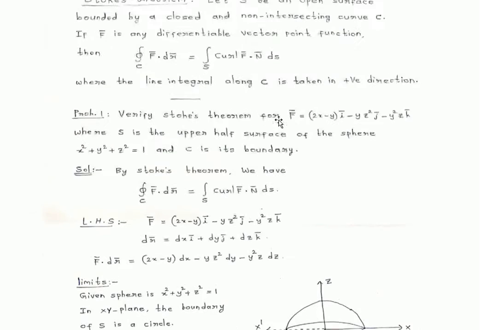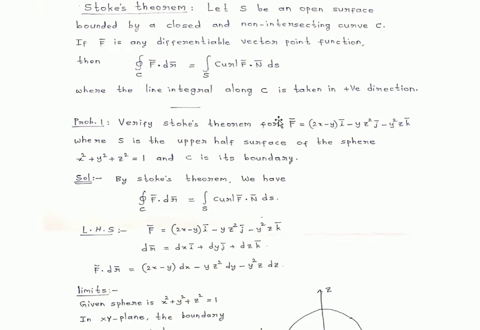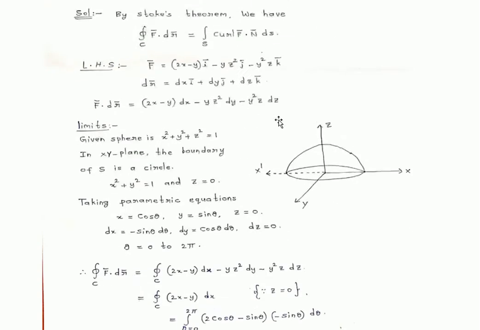Let us come to the RHS part. What is the RHS part of the Stokes theorem? Integral S curl f bar dot n bar ds. So we need to calculate curl f bar first. After that we have to decide n bar. After that we take a surface. In the RHS part, f bar is given in the problem itself.